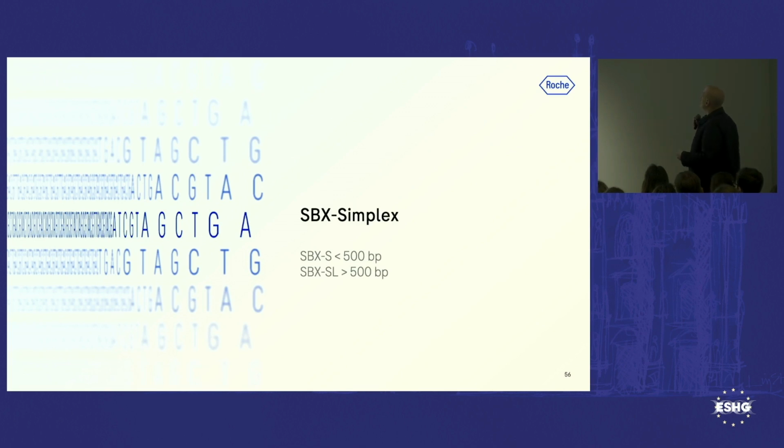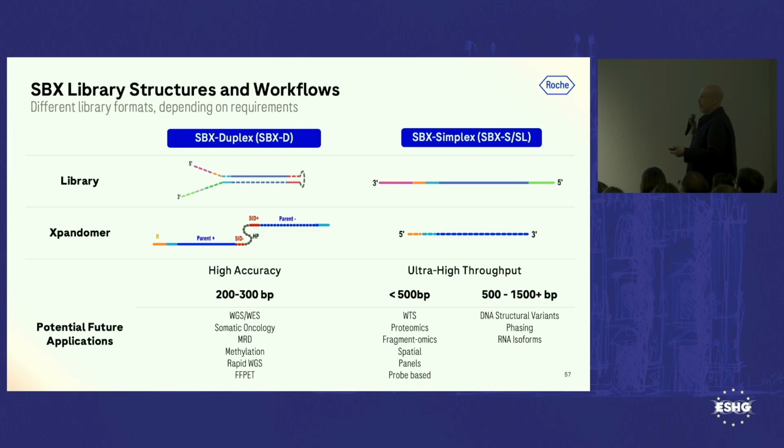So pivoting now to SBX-simplex. So SBX-S, as we call it, are going to be reads less than 500. It's a little definitional thing here. SBX-SL are going to be reads that are longer than 500. We kind of put that as a limiter here. So we're going to talk a little bit about both, but I think mostly about the SL applications.